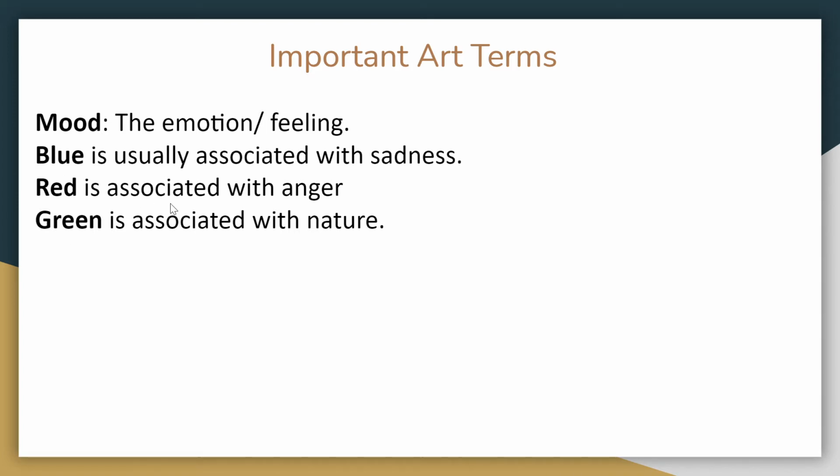Red is associated with anger. If you get angry, maybe you turn red, right? Red is associated with anger. Red is the color of blood, right? And last, green is associated with nature. So the leaves are green, grass is green, nature is very green, so the color green is associated with nature.